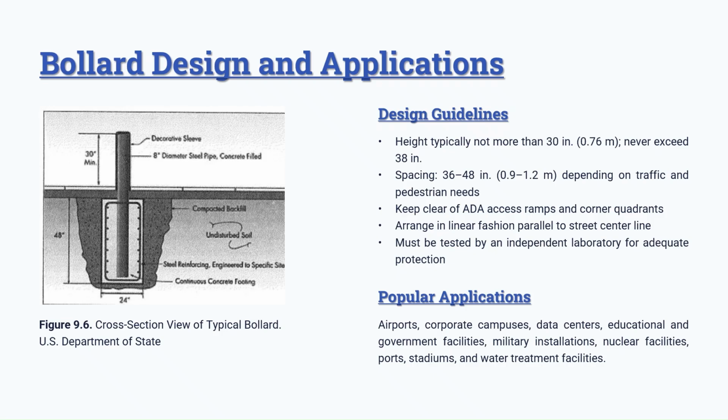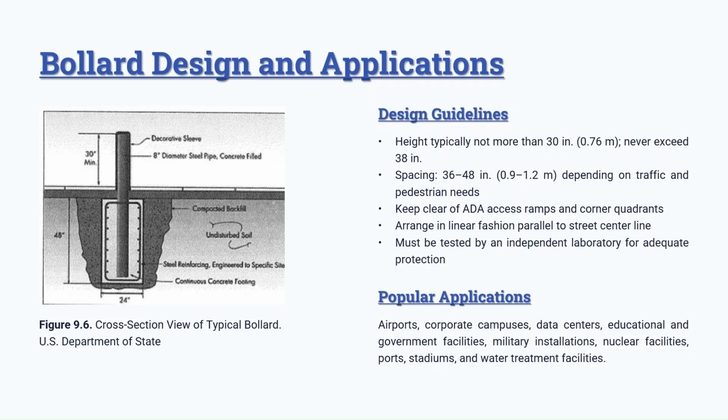Bollards are widely used as effective vehicle barriers in physical security design. Their effectiveness depends on proper design and installation. Height is typically controlled to ensure visibility and effectiveness, while spacing is carefully maintained to prevent vehicle passage without restricting pedestrian movement. They must be deeply anchored and often reinforced to withstand impact forces. Bollards are commonly used in high-risk areas such as airports, government facilities, data centers, and public spaces.